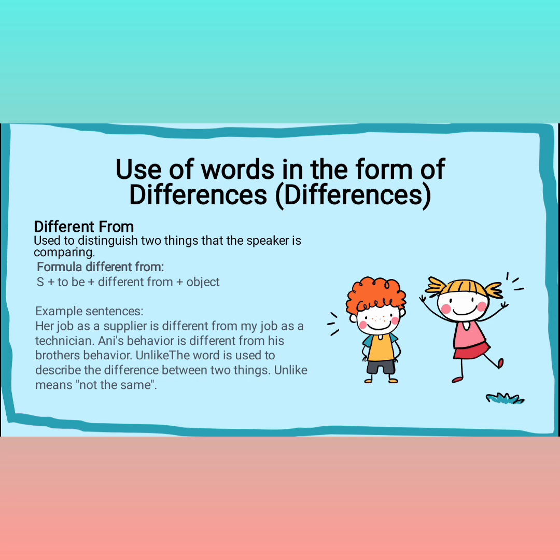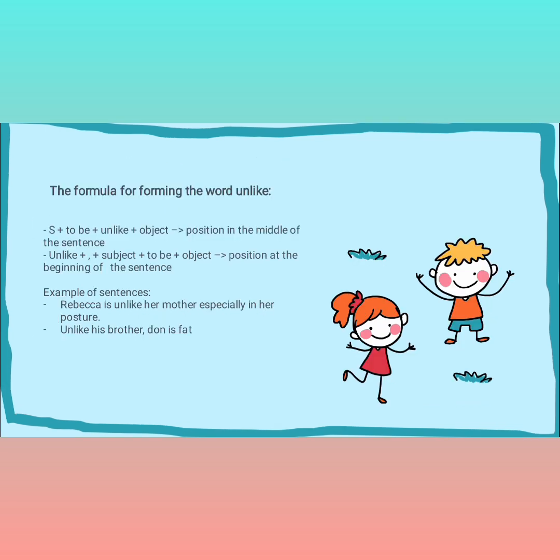Unlike: the word is used to describe the difference between two things. Unlike means not the same. The formula for forming the word unlike: S plus to be plus unlike plus object, with the position in the middle of the sentence. Unlike plus subject plus to be plus object, with the position at the beginning of the sentence. Example sentences: 1. Rebecca is unlike her mother, especially in her posture. 2. Unlike his brother, he doesn't eat fat.